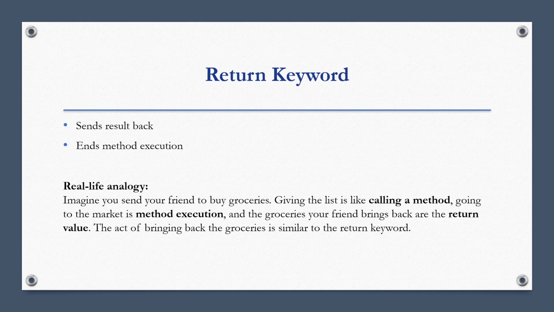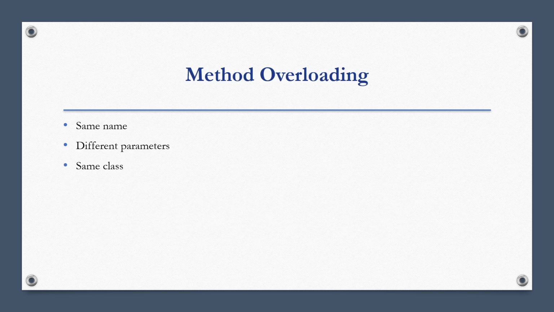Return keyword. The return keyword sends the result back to where the method is called. Imagine you send your friend to buy groceries, giving the list is like calling a method. Going to the market is method execution, and the groceries your friend brings back are the return values. The act of bringing back those groceries is similar to the return keyword. When it returns values and sends them back to where the function is called, then method execution ends.